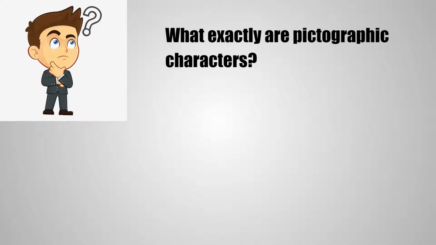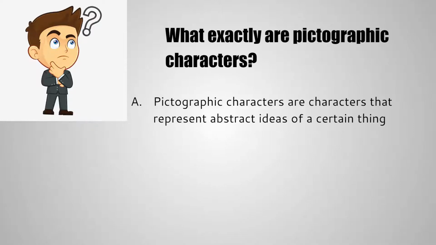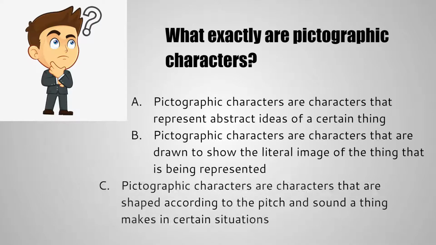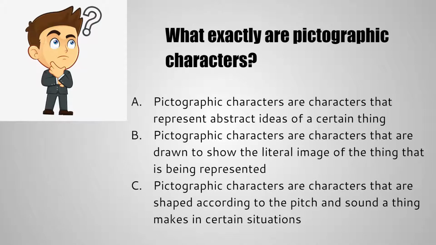Now, I'm going to give you 3 answer choices so you don't have to search in the dark or go on Google and search for it. No, don't do that. A. Pictographic characters are characters that represent abstract ideas of a certain thing. Or B. Pictographic characters are characters that are drawn to show the literal image of the thing that is being represented. Or C. Pictographic characters are characters that are shaped according to the pitch and sound a thing makes in certain situations, like a rock dropping on the floor or a grass being cut.